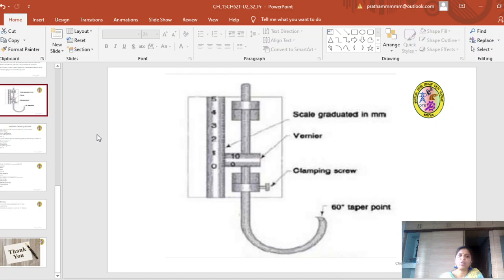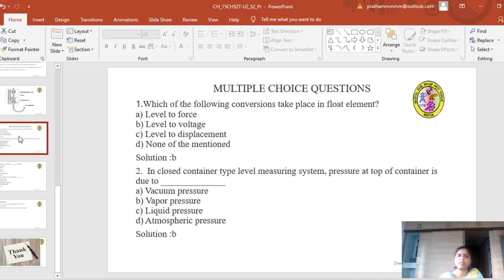So having the knowledge of these two will help solve some of the questions connected with the hook type level indicator and the side glass method of level indicator. So we'll go one question at a time. First question: which of the following conversions takes place in a float element? Level to force, level to voltage, level to displacement, or none of the mentioned. In a float element there is always displacement. So the answer is level to displacement.